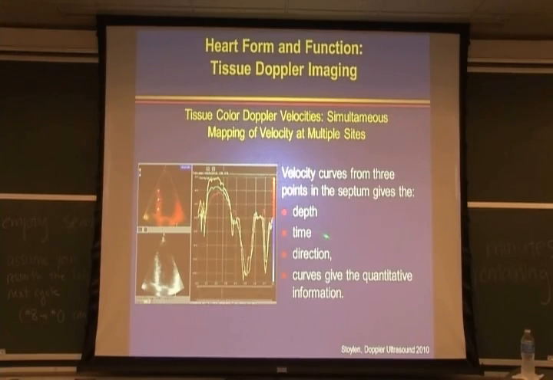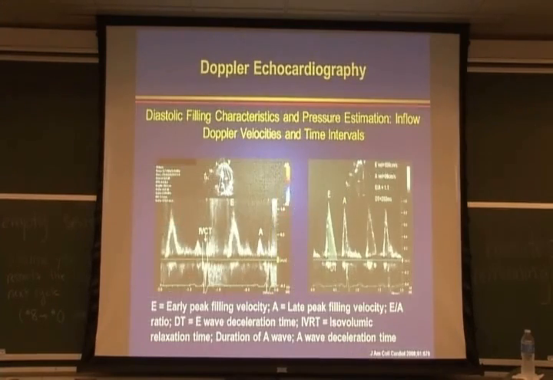It not only provides the velocity, it also provides the depth, the time from the onset of the QRS, and the direction of the myocardial velocity. So it provides a part of the vector, both direction and the amplitude, in that sense.